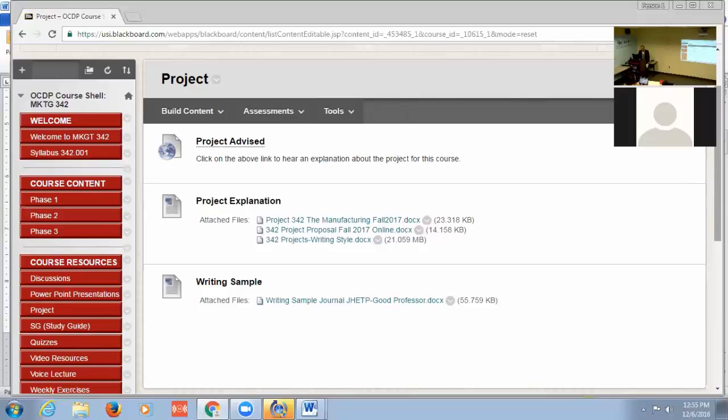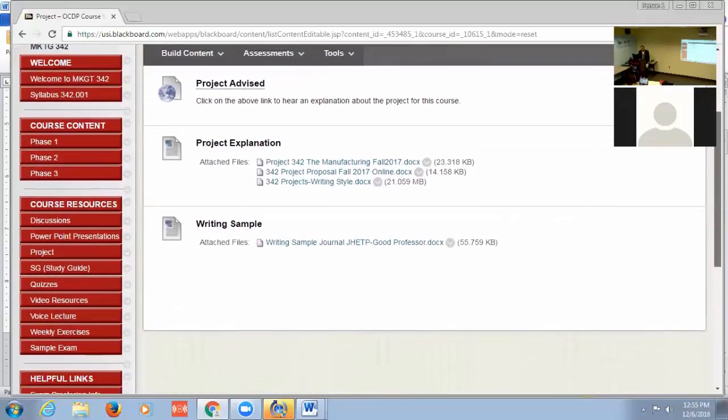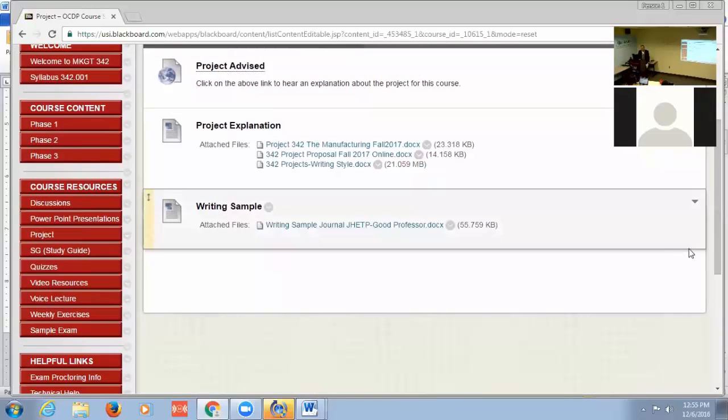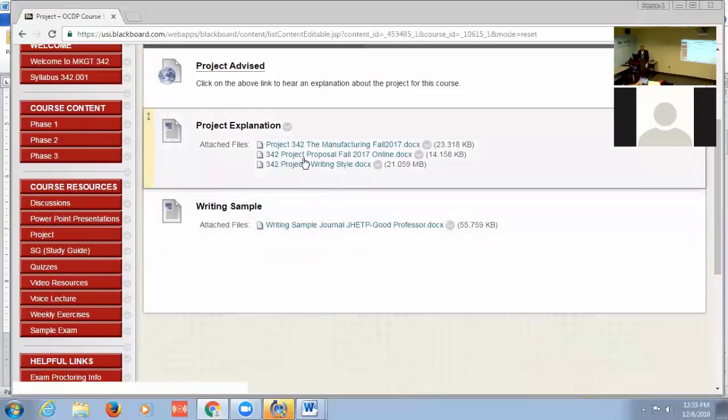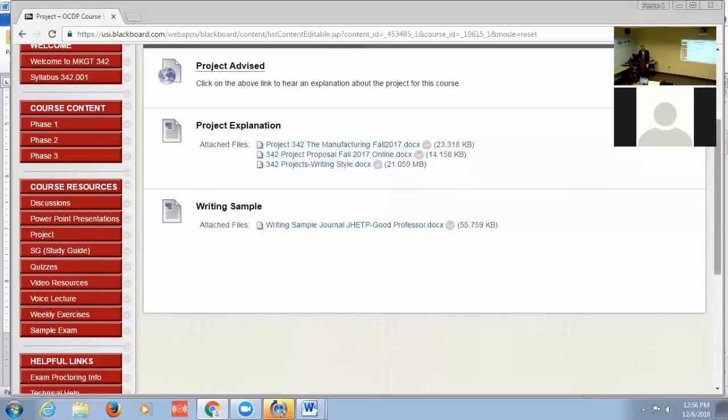Without this project being finished, no course grade will be given, so it is required. The points are much less than the examination points, but I require it. I explain in detail the proposal, what kind of company they will be studying, and the writing style. Even here in this project, I uploaded my own journal article so they can follow that format.